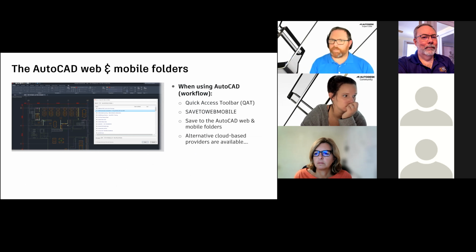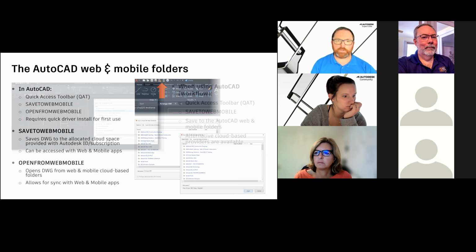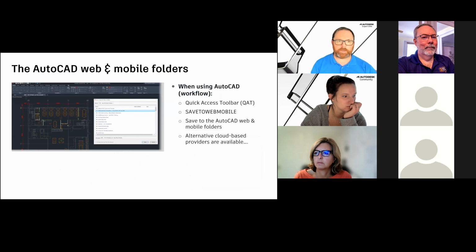So when we're looking at these web and mobile folders, when you're using AutoCAD, what's the workflow? How does it work? Well, what we're doing is we're in our drawing, as you can see, just a standard floor plan there, and we're jumping up into the quick access toolbar, and we're using Save to Web Mobile. And as you can see, the dialog box is there. We're saving that particular drawing.